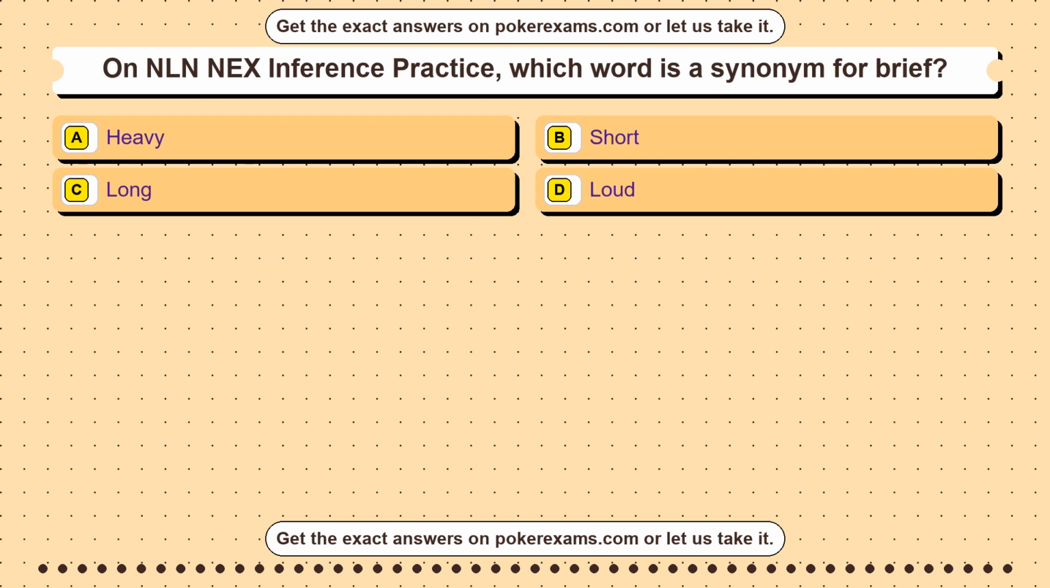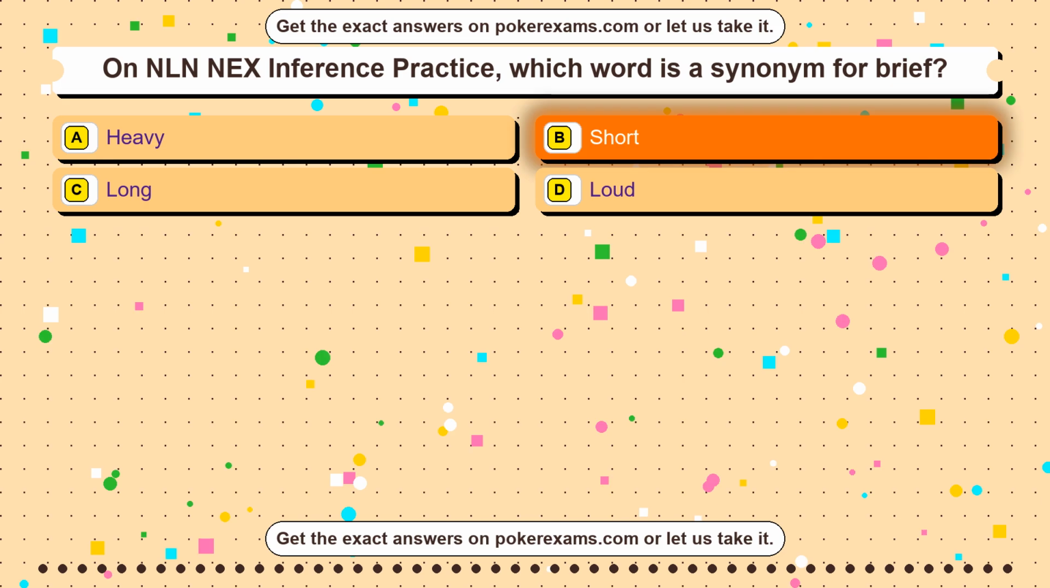Question 24. On GED graphs and data practice, which sentence uses correct subject-verb agreement? Option A, the student be ready. Option B, the students is ready. Option C, the student are ready. Option D, the students are ready. The correct answer is option B.